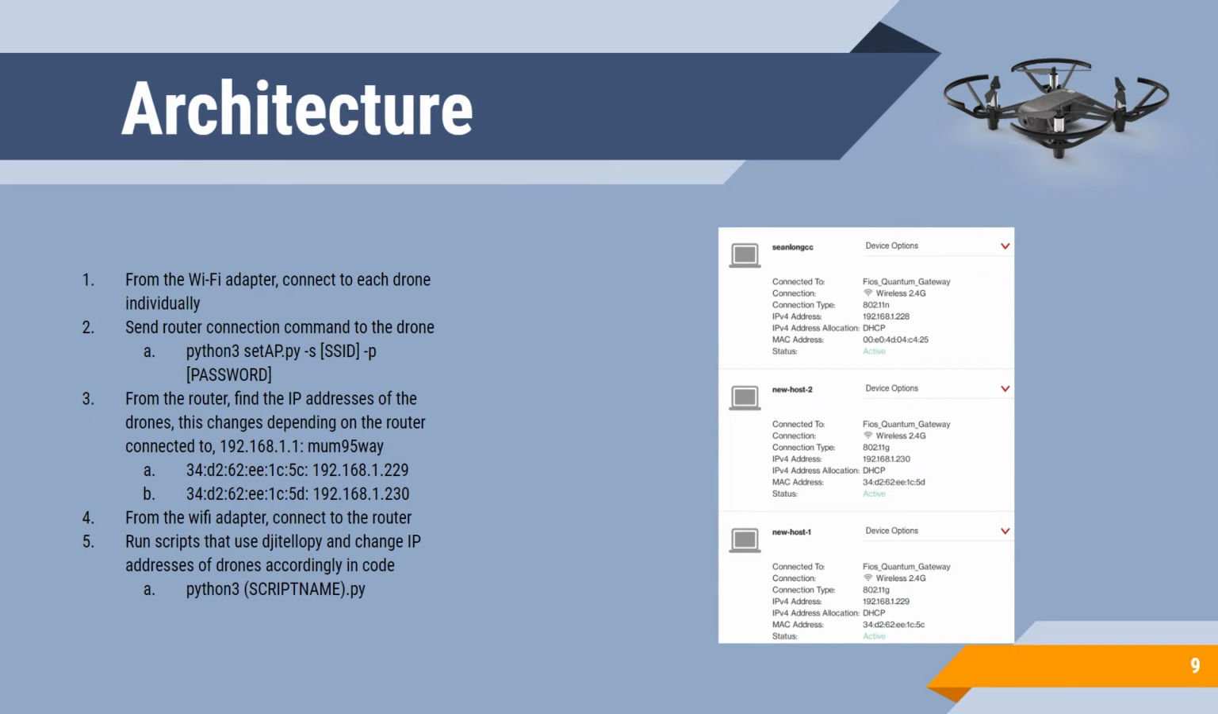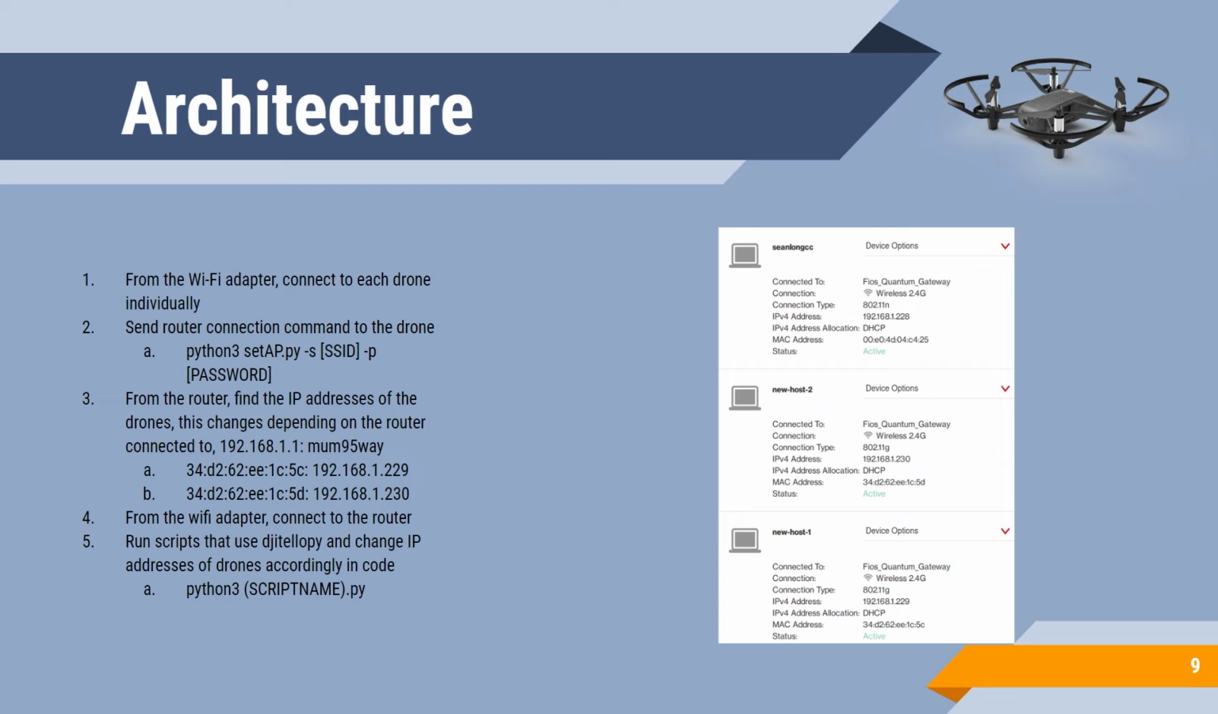Hello, so this is our architecture setup. We're connecting to the drone and setting everything up. For our project, we did everything in an Ubuntu VM with a wireless adapter and a router. So after enabling our adapter in the VM, we then turn on the drones and connect to them individually. After connecting to them individually, using the script setap.py and our router credentials, we can set the drones to connect to the router on the next reboot.